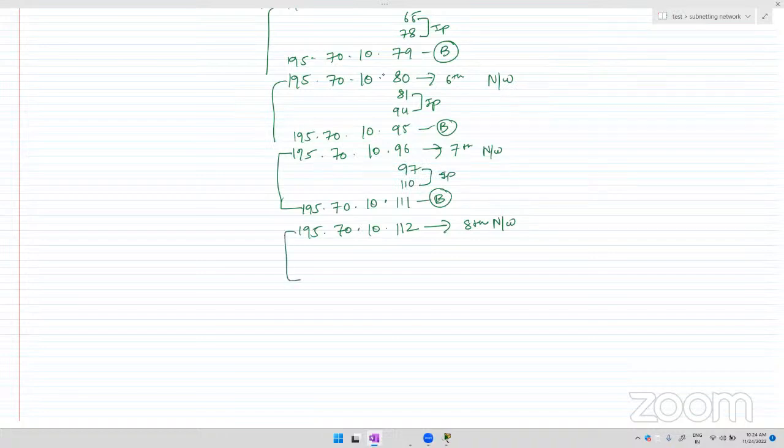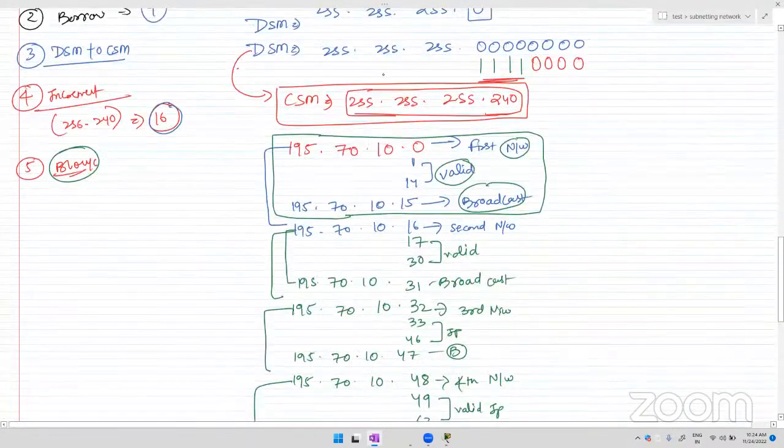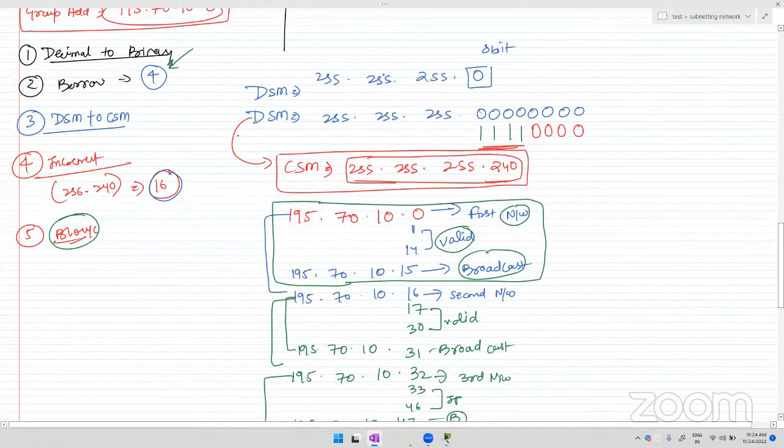And for the 8th network we put only the broadcast. 195.70.10.112 plus 16, 128. So we need to put 127 as broadcast, and valid IP 113 to 126. Clear? So how many networks are we getting? 8 networks. But if someone asks how many valid IPs with the help of this subnet mask, how to get it?